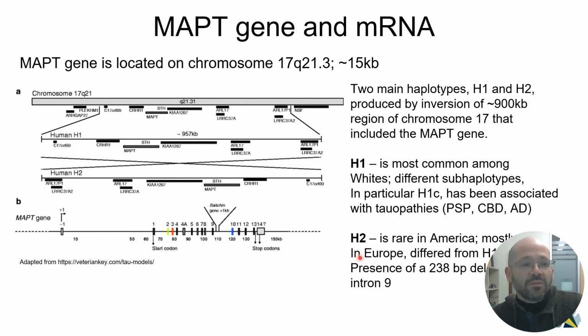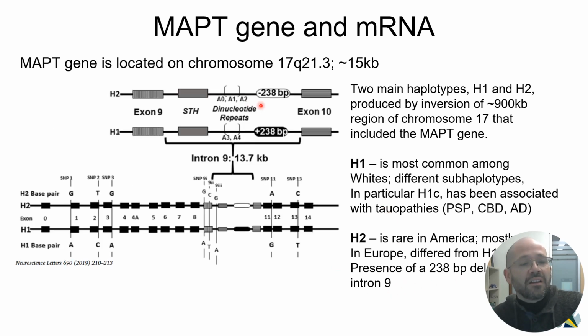The H2 haplotype is rare in America, mostly found in Europe, and differs from H1 in addition to the inversion by a deletion of 238 base pairs in intron 9. That is illustrated here, where you see the H2 with a deletion of the base pairs within the intron 9, and the H1 that has those 238 base pairs.